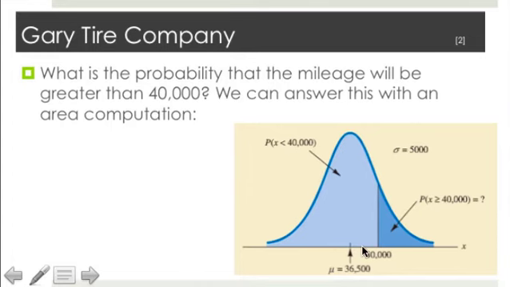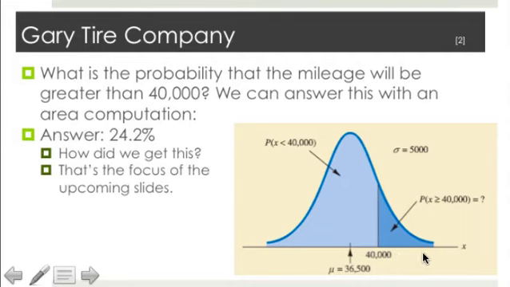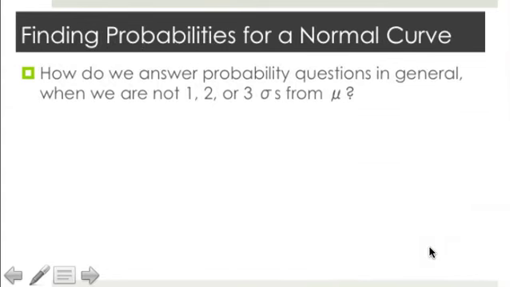So you can see here that if we want to ask this question, we would need to be able to figure out what the probabilities are that correspond to this region right here. Now, I know the answer. It's 24.2%. Question is, how did I get that? Well, that's actually the focus of the upcoming slides, so stay tuned. We'll get there eventually. For now, just make sure we understand that we're looking for a probability that corresponds to an area under this normal curve.